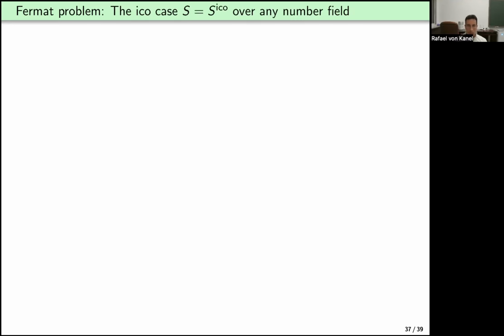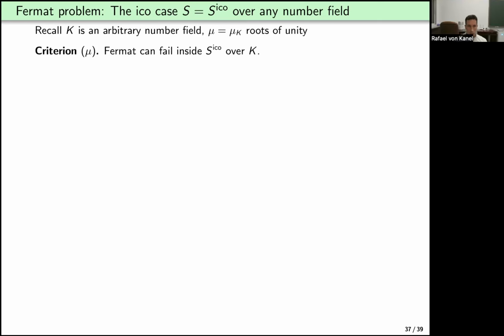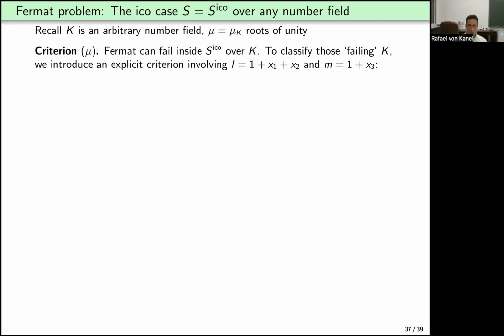So finally, let me also discuss the ICO case. And so K is an arbitrary number field, mu is the roots of unity. And in the case of S ICO, it can happen that the Fermat problem fails over certain number fields. So to classify those failing number fields K, we now introduce some explicit criterion which involves two linear forms.